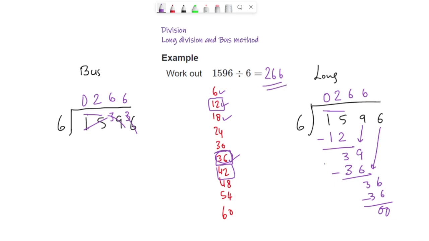You can do the bus method as well. It's the same thing, but long division is written in a long way. The bus method looks a little bit shorter than the long method. Anyways, I hope you guys understand this topic.